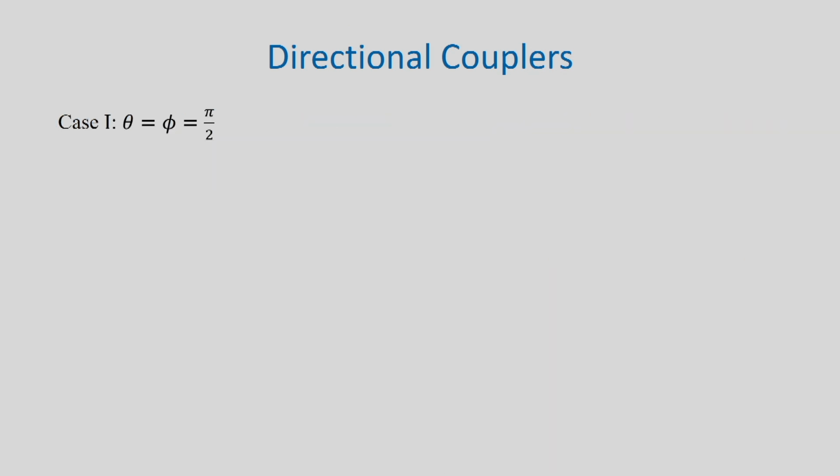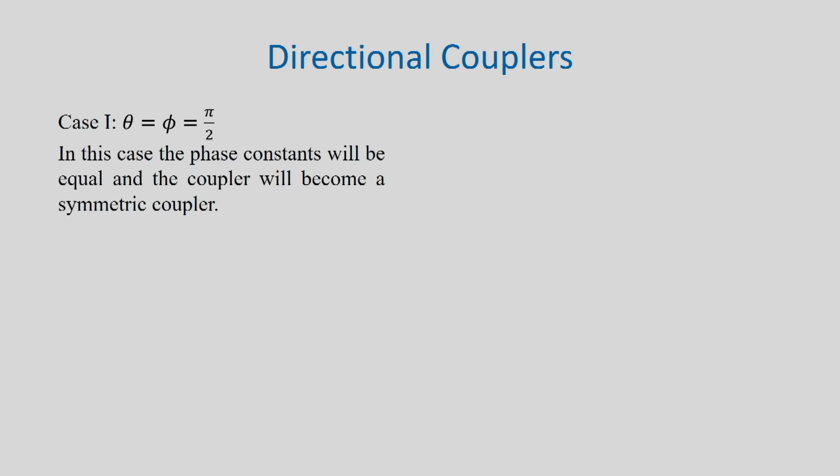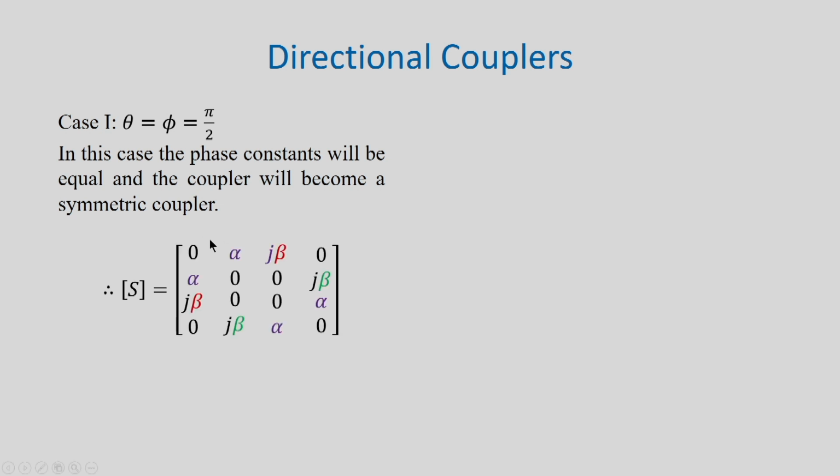Now, we consider two cases. Case 1, when theta equal to phi is equal to pi by 2. In that case, the phase constants are equal and the coupler will be a symmetric coupler, and for which the S parameters will be given by 0 alpha j beta 0, alpha 0 0 j beta, j beta 0 0 alpha, and 0 j beta alpha 0.